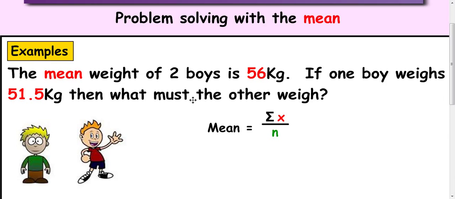Now in this lesson we're going to look at problem solving with the mean. Some of the questions we're going to look at are quite tricky, but if you follow the same process most times then it works out not too bad. So let's have a look.